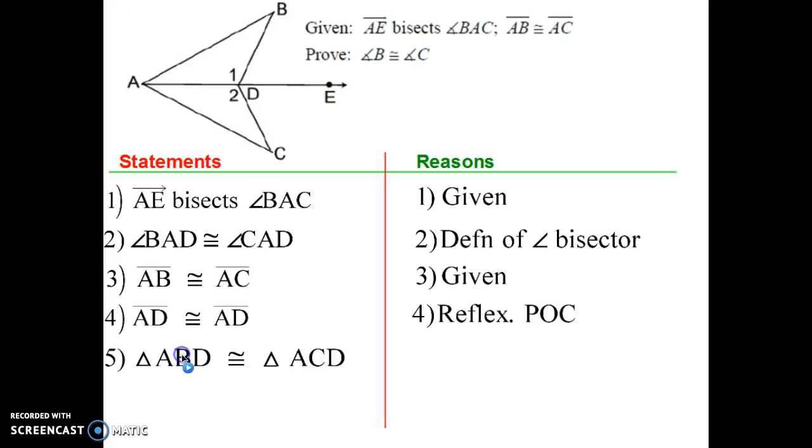Now we have enough information to say that triangle ABD is congruent to triangle ACD by side-angle-side. And once our triangles are congruent, we can say that the angles we care about, angle B and angle C, are congruent by CPCTC. All right, let's see if you guys can figure out which one was correct.